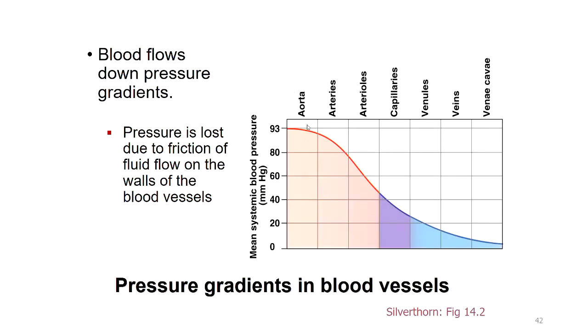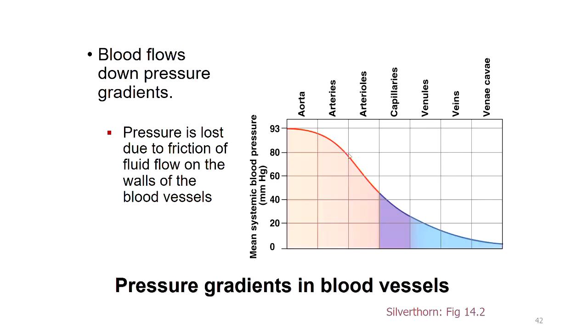So we go aorta, the largest diameter vessels. They're also the ones that contain the highest volume of blood. And then the blood flows from the aorta to the arteries. The arteries are getting smaller in diameter. Then the blood flows into the arterioles.